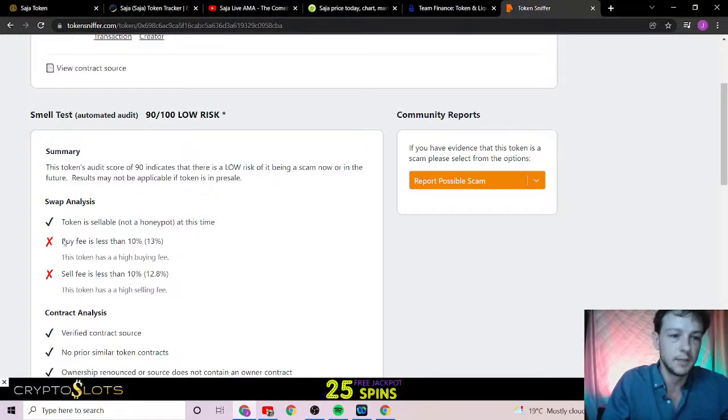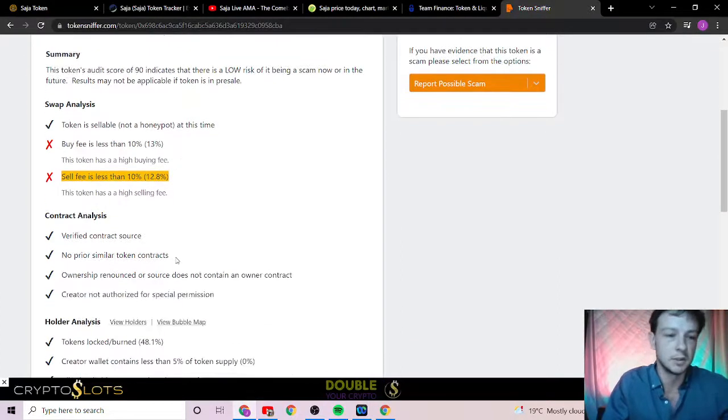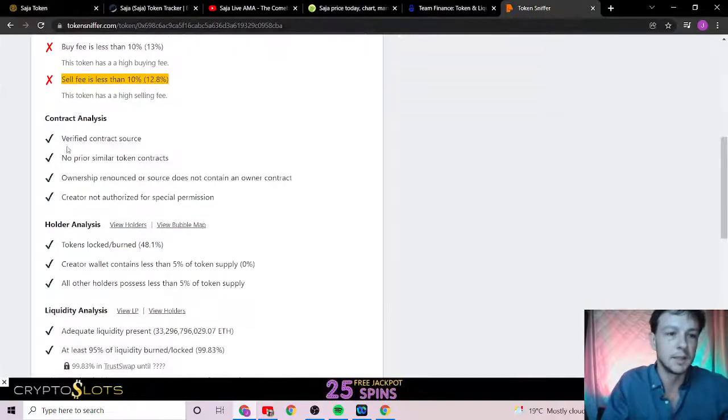That's not a scam. Buy fee is not less than 10%, so it's 13%, and the sell fee is not less than 10%, so it's 12%. So like Clifford, not a little bit less than Clifford obviously, but you're still looking at just under 26% fee on what you're trading at, profit or loss. So take that as you will and do what you like.